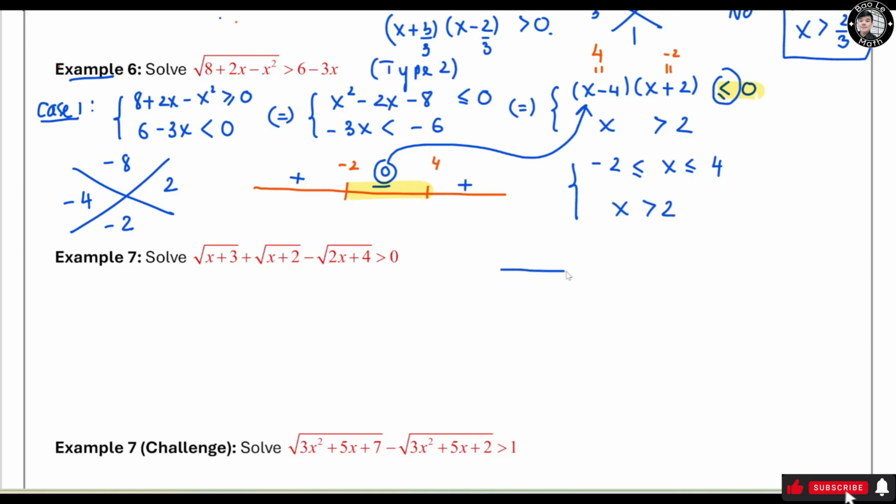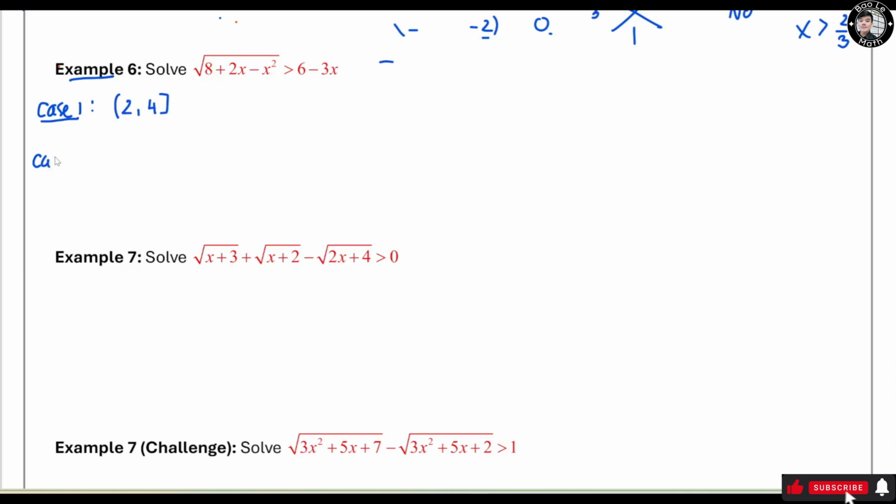We put these three on the number line. So we have -2 right here, 2 right here, and 4 right here. Now the first one should be from here to here, right? The second one, we only need s greater than 2, which means from here to here only, right? So your final solution for the first case is 2 less than s less than or equal to 4, or you can write it as the interval (2, 4], and this is the bracket, right?